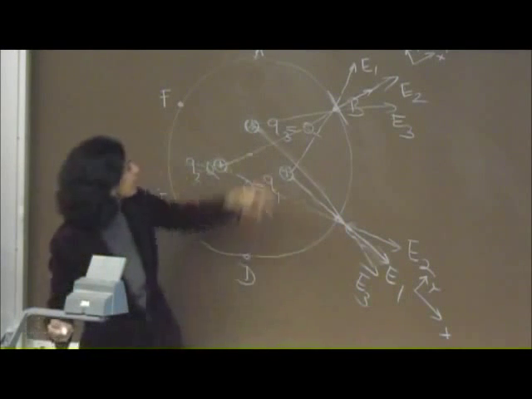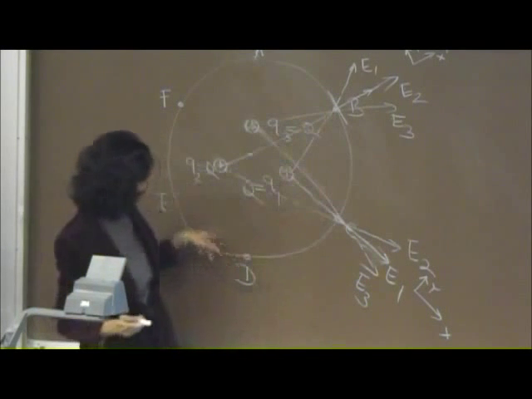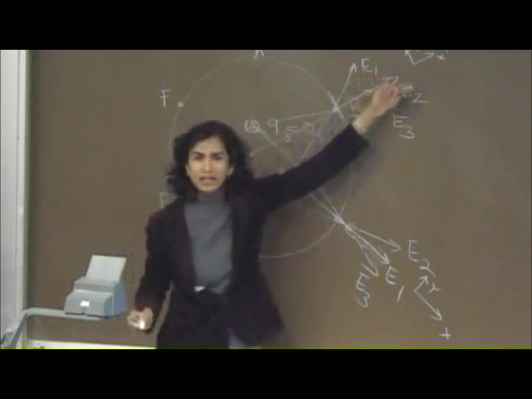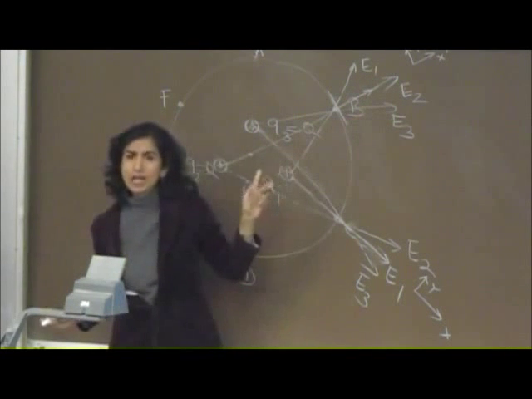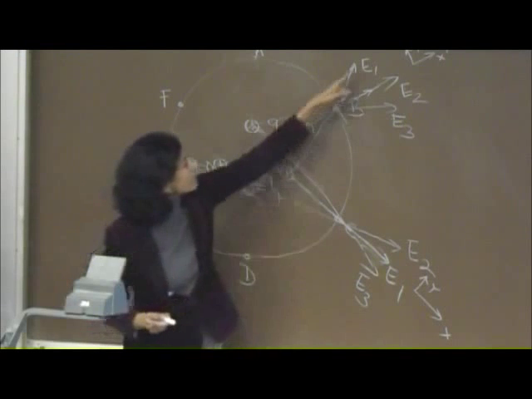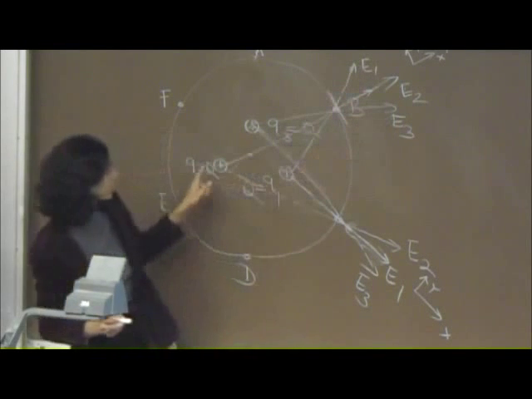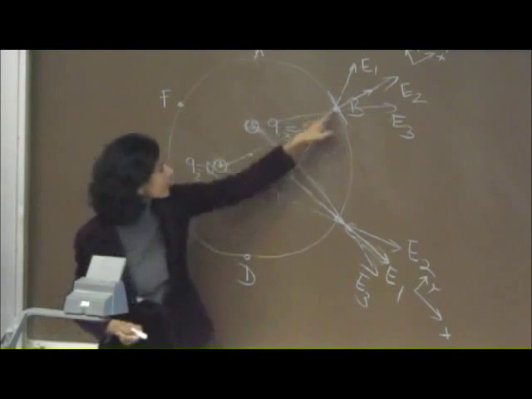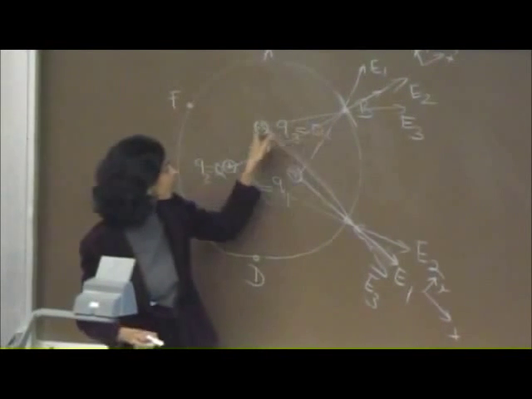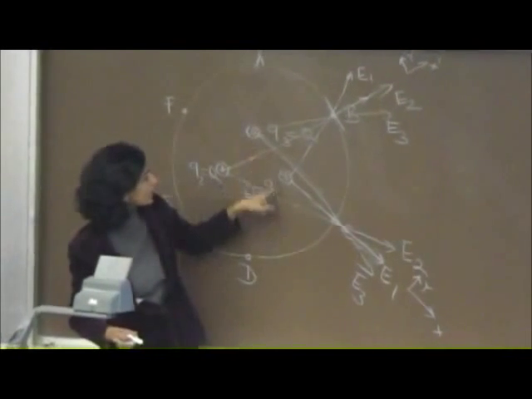I can always say that at all of these 6 points, the electric field will be radial. Do you see that from the symmetry? Why? Because E1 and E3 have the same magnitude. Look, this distance and this distance are exactly the same. This magnitude and this magnitude of charge are exactly the same.